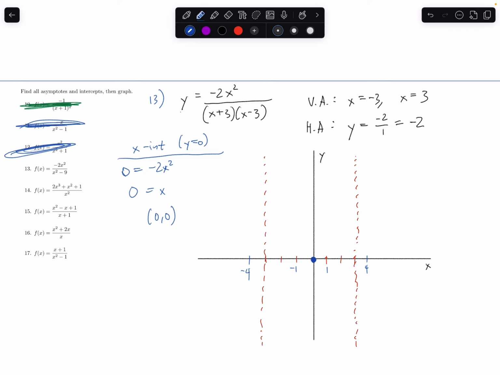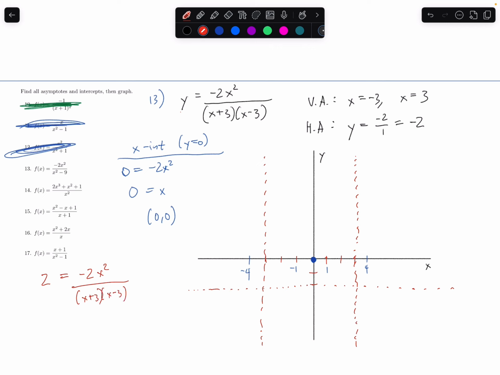Okay, so... Oh, I'm sorry, I forgot to do my horizontal asymptote, which is at negative 2. So 1, 2, got the horizontal asymptote there. And I do want to know, too, if it ever crosses that horizontal asymptote. So how would I know that? Well, check if y equal to negative 2 has a solution. So is negative 2 equal to negative 2x squared over x plus 3, x minus 3? Does that have a solution? Okay, so how do I solve that?